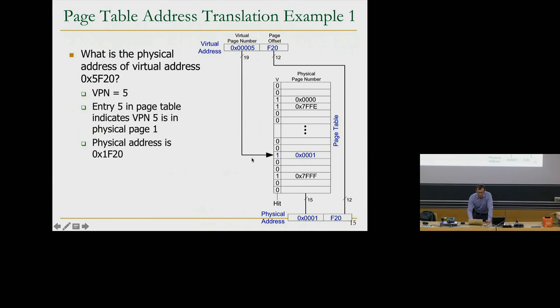And we index the page table with that entry 5. We take the page table base register, add 5 to it, times the page table entry size, of course. And it turns out, again, this particular virtual page happens to be valid, which means that it has a translation. It's already in physical memory. And the physical page number is 1. And now you know that the physical address is 1, concatenated with the page offset. So that's our physical address. Makes sense, right? So it's very simple.